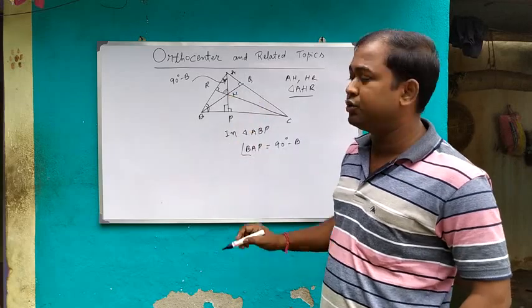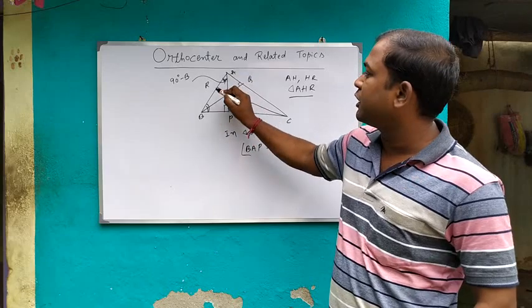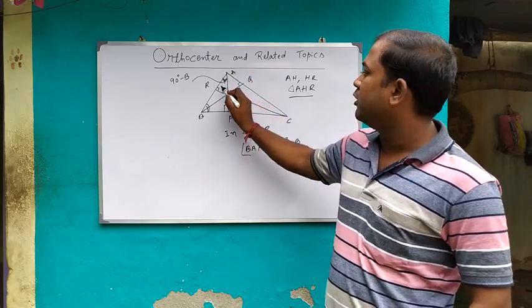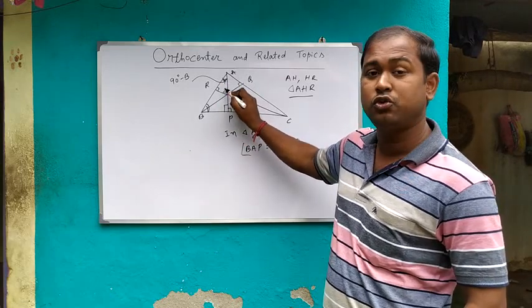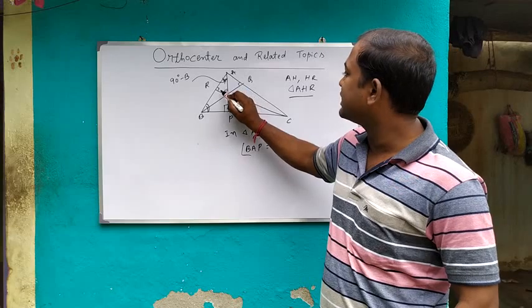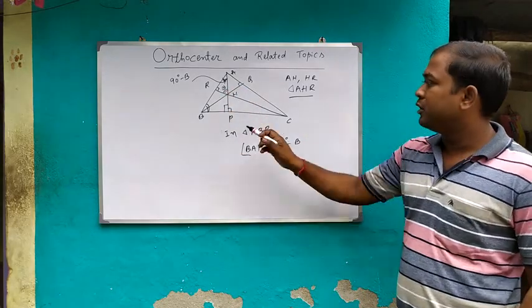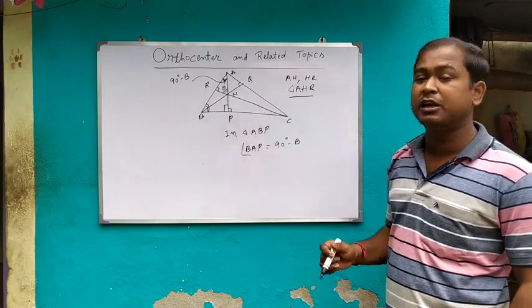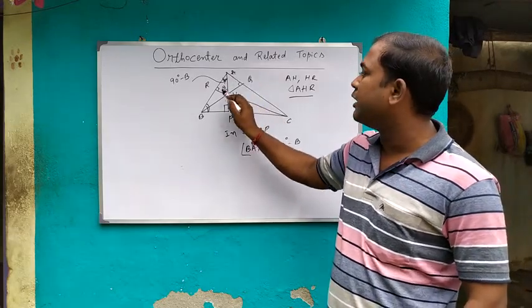So what should this angle be? See, AHR, this is a right angle triangle. Triangle AHR is a right angle triangle in which this is 90 degree, this is 90 minus B. So what should be this angle? This angle is angle B, because see, right angle triangle, 90 degree, this is 90 minus B. So the remaining angle, it must be angle B. So now we will apply sine law in triangle AHR.